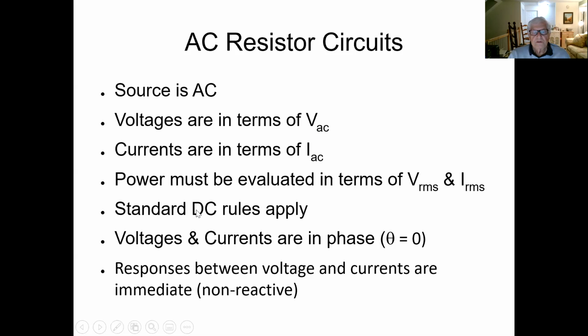And then standard DC rules apply. Voltages and currents are in phase, though. There are no phase differences, so voltage and current occur at the same time. The responses between voltage and current are immediate. In other words, they're non-reactive. A resistor doesn't cause any kind of reaction.